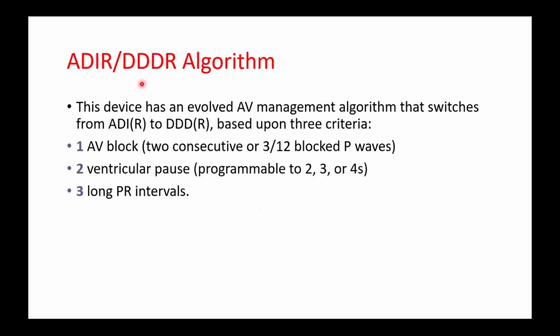There is an algorithm called the ADIR-DDDR algorithm, which is like managed ventricular pacing of Medtronic. Actually, this algorithm changes from ADI to DDD in three situations. First, when AV block occurs in two consecutive beats, or when a very long ventricular pause is detected.